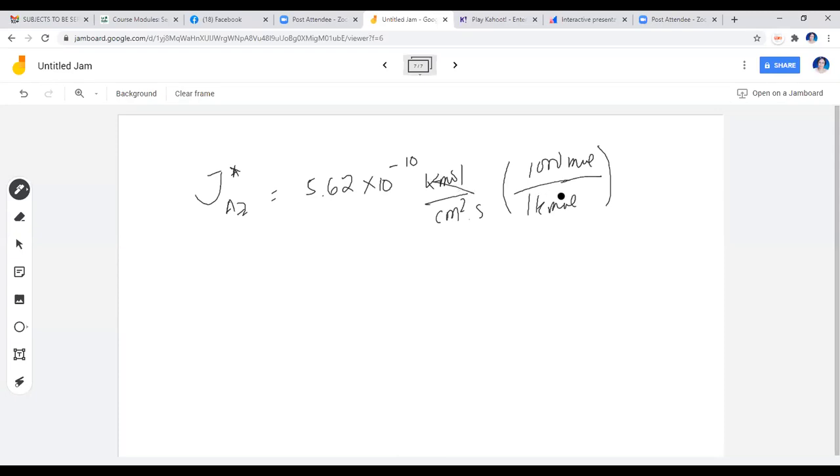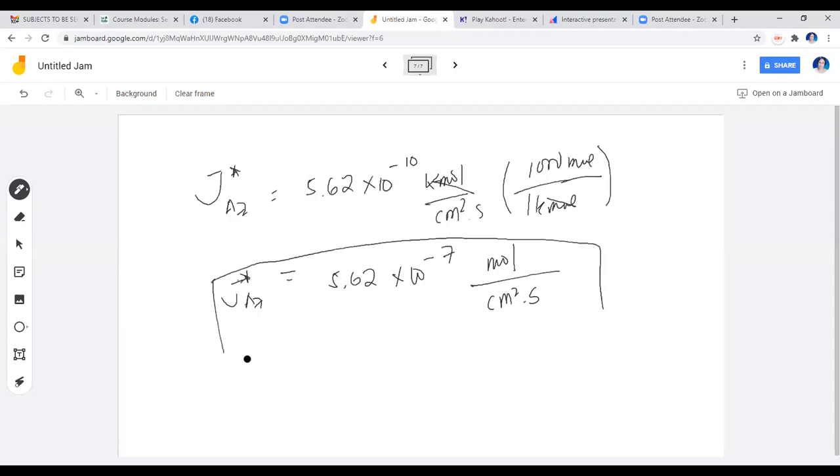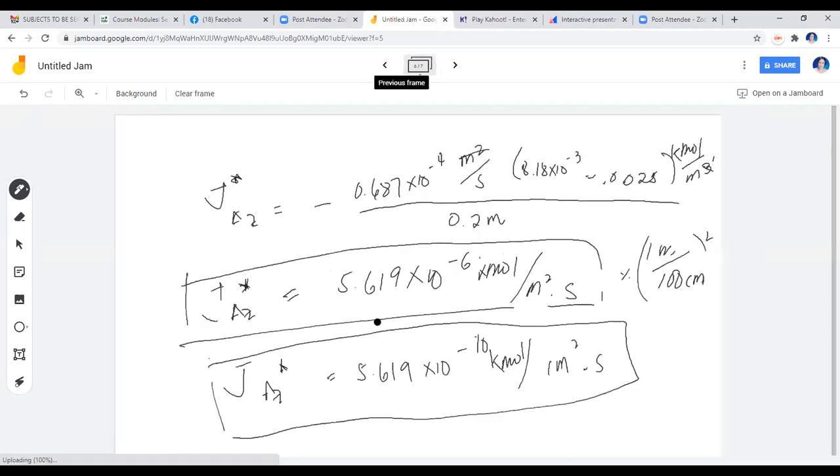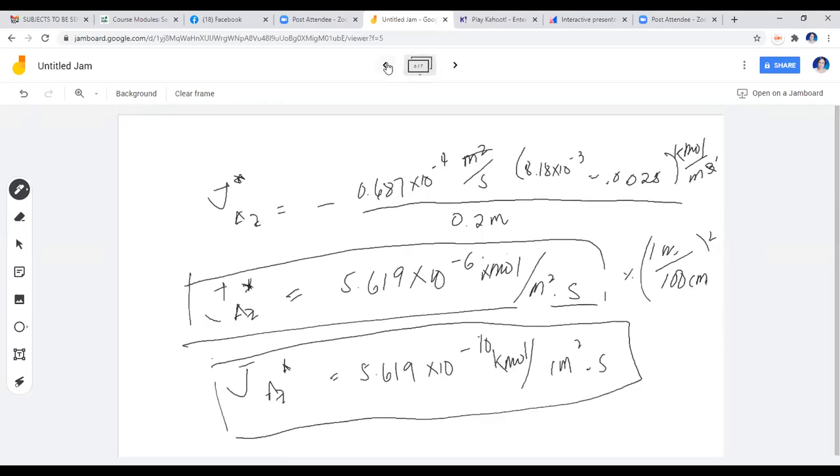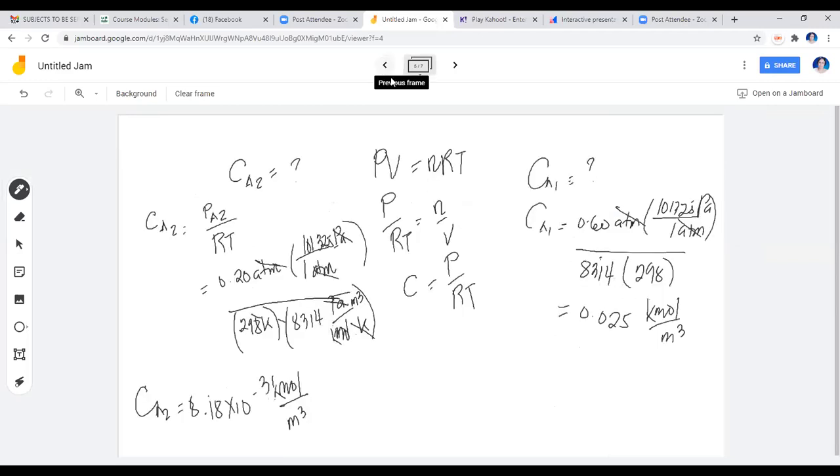So if you cancel the two, then this will now be in agreement with the answer in the textbook. 5.62 times 10 raised to negative 7. So that would be now mole or gram mole per centimeter squared second. Because if it's CGS, I forgot that your kilomole or kilogram should be in grams. So this should be gram mole. So this should be the other answer that is being sought after. The flux in terms of the CGS unit is this, whereas in terms of the SI unit would be this one.